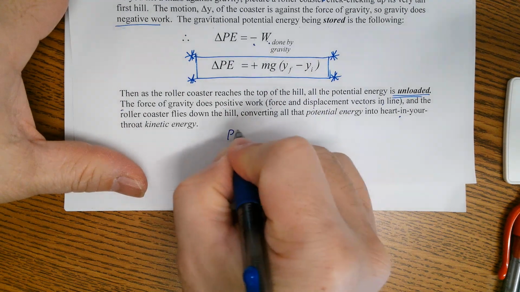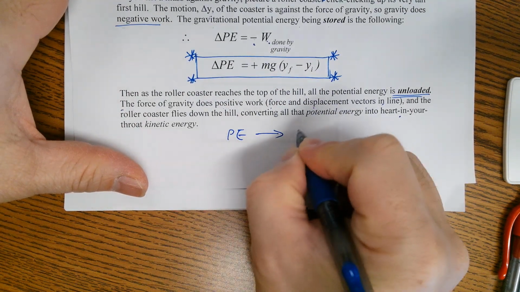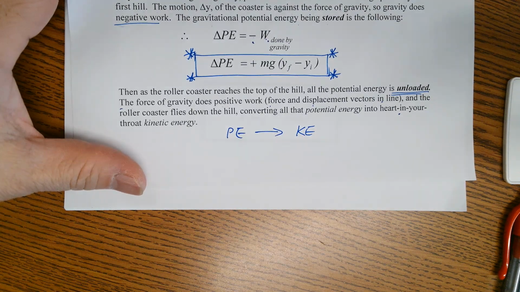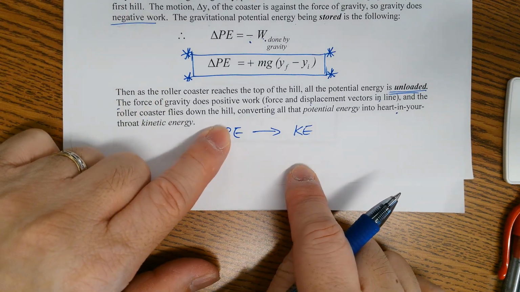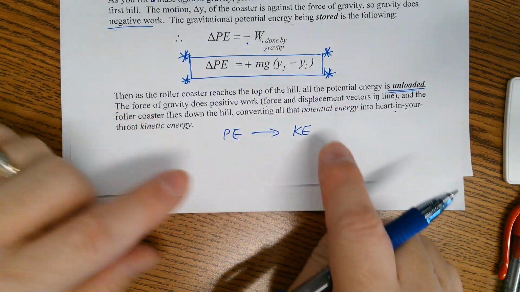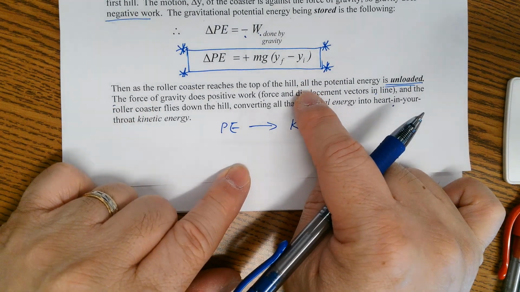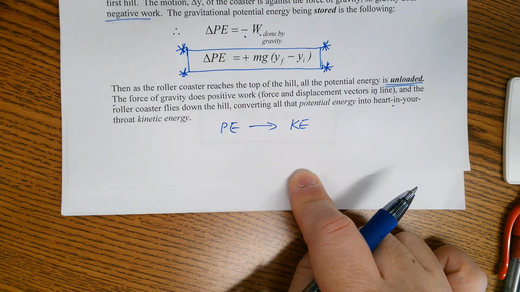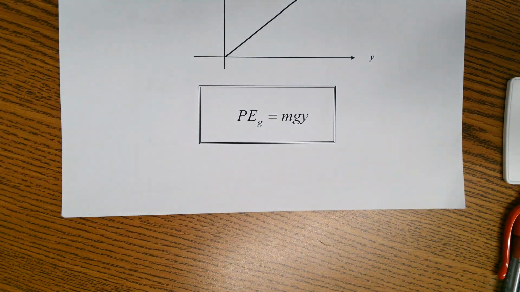So potential energy transferred to kinetic energy. As the potential energy decreases, kinetic energy increases. And if you go up to the next hill, the kinetic energy decreases and potential energy increases. And so they're really feeding each other.